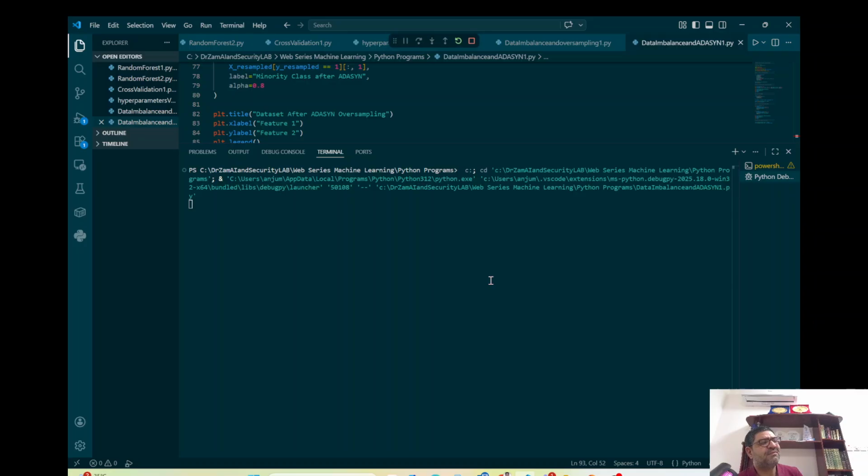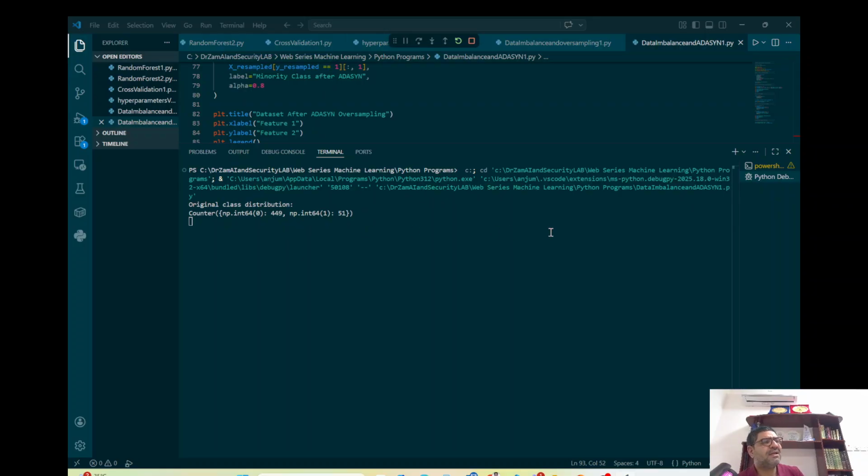And here we go. First of all, it's saying original class distribution, so counter, and it is giving 449 as class 0, which is the majority class, and then 51 as the minority class. There is a huge difference between the two.